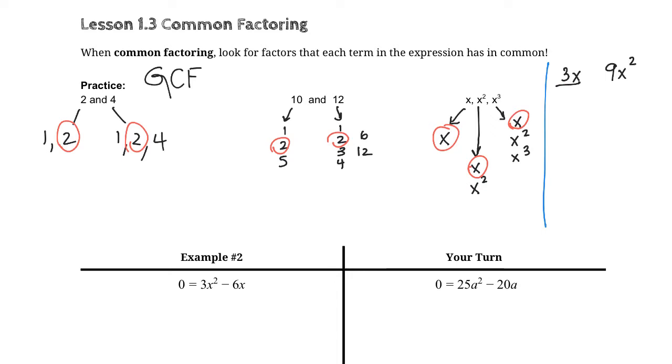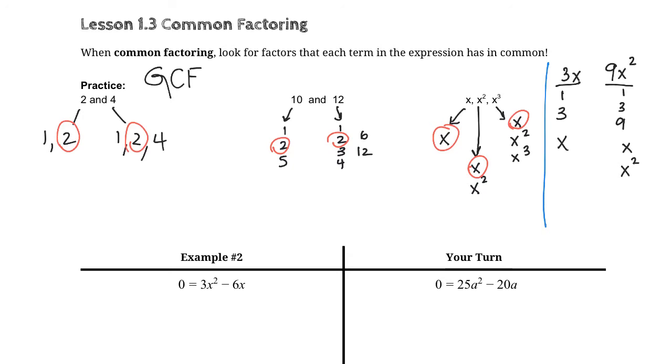So let's start with a 3. What are all the numbers that can go into 3? Well, we could have 1 and we could have 3, and that's it. And then we also have an x. Well, the only factor for x would be x. Our other term is 9x squared. So let's start with 9. What are all the numbers that can go into 9? So we've got 1, 3, and 9. But then we've also got an x squared. So what are all the factors of x squared? Well, x can go into x squared, and x squared can obviously go into itself.